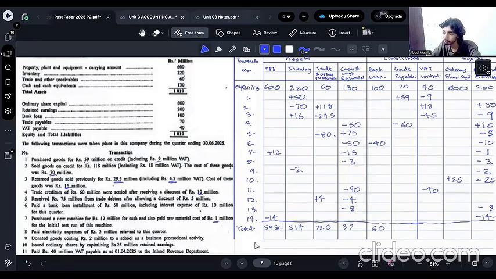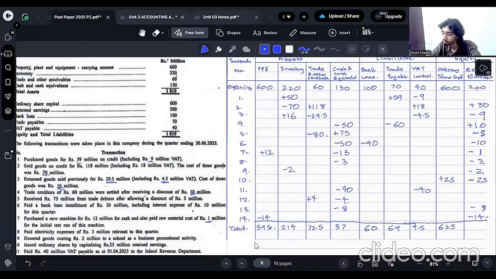Trade payable 70 plus 59 minus 60, that is 69. VAT control 40 minus 9 plus 18 minus 4.5 minus 40, that is 4.5. And ordinary share 600 plus 25, 625. And retained earnings 200 plus 30 minus 9 plus 10 minus 5 minus 10 minus 1 minus 3 minus 2 minus 25 minus 8 minus 14, 163. That is done.